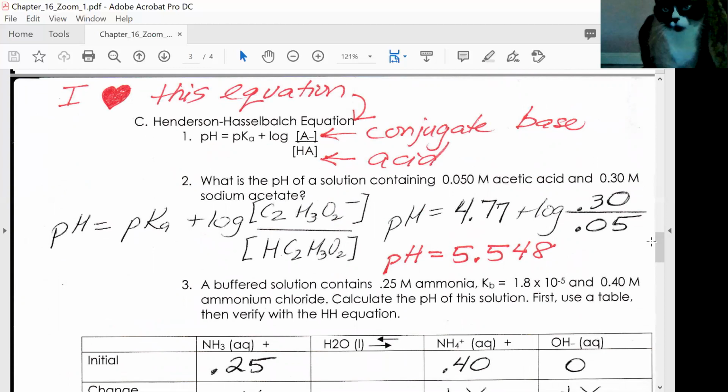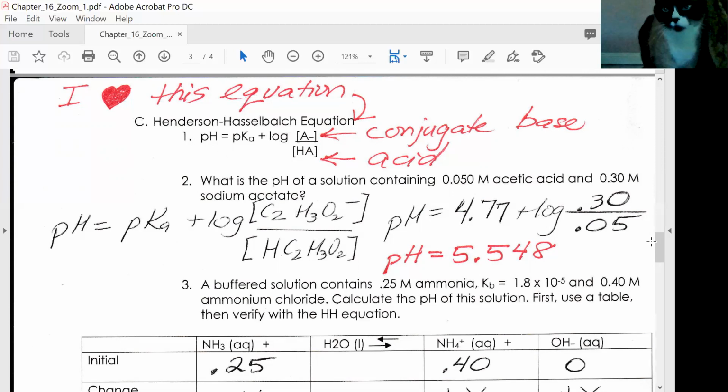One of my favorite equations of all time, the Henderson-Hasselbalch equation. I like to call this the HH equation. pH equals pKa plus log of the conjugate base on top over the acid on the bottom. Now you calculate pKa the same way you would calculate a pH. You would put the value in for the Ka and get a pKa. So pKa equals minus the log of the value of the Ka.